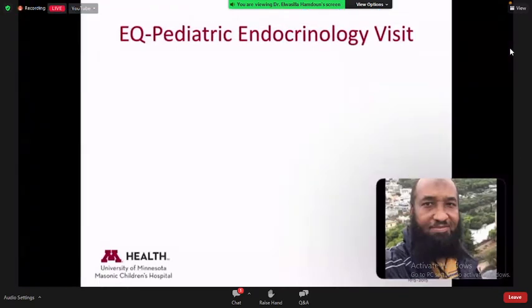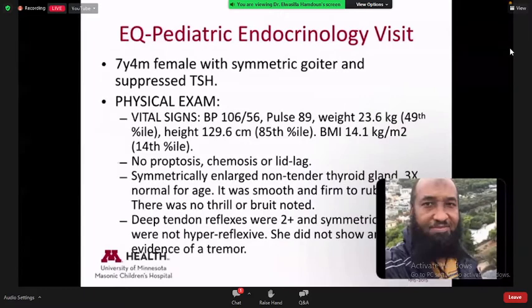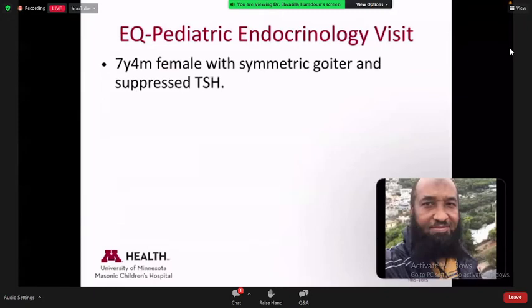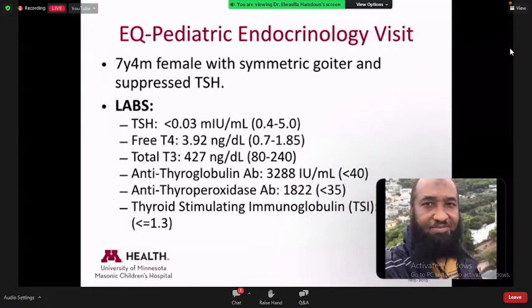Okay, very good. So that's the rest of the exam. And so let's look at the labs. So we have the TSH very suppressed. It's suppressed, 0.03. The free T4 is clearly now out of range, 3.9. Total T3 is 427. The upper limit is 240.